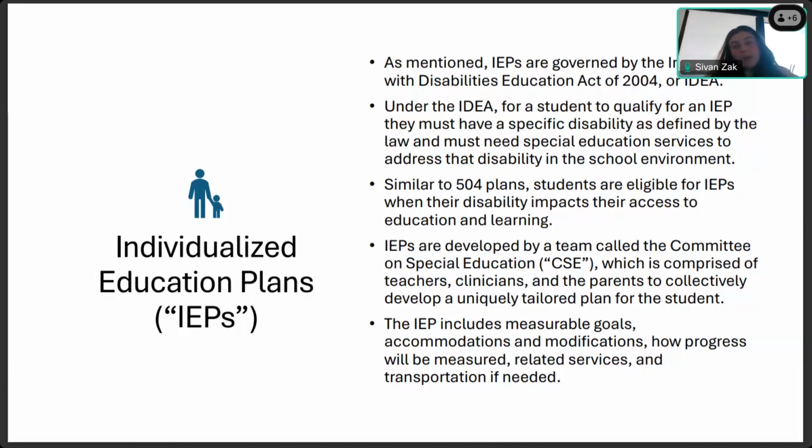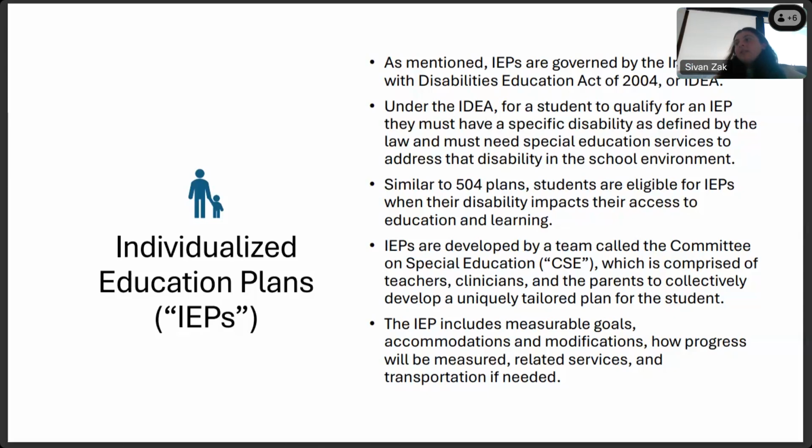That's a very important point: it's not necessarily like a 504 plan where it just impacts a major life activity. For a student to be eligible for an IEP, it has to actually impact their access to education. And for an IEP to be developed under the IDEA, the IEP has to address special education services that would allow the student to actually access their education. We'll definitely get into that a little more as well. But similar to 504 plans, students are eligible for IEPs when their disability impacts their access to education and learning, as we've discussed.